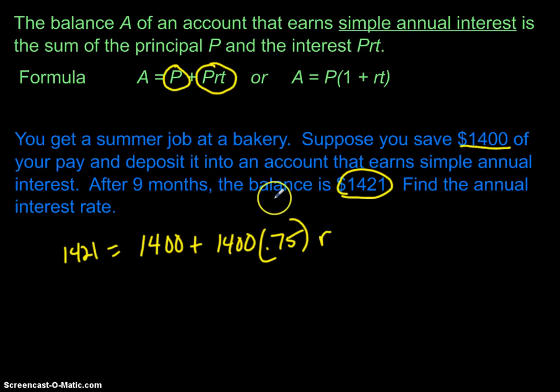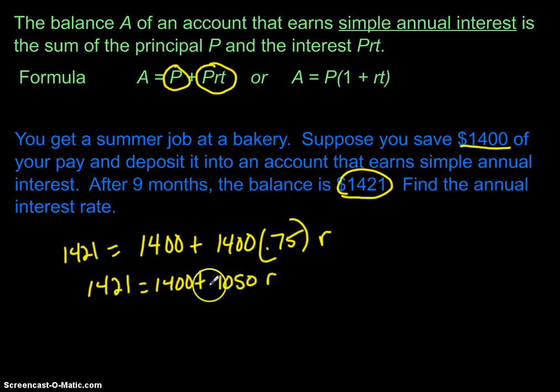I'm going to multiply these two things together. So it's $1,400 times 0.75, and that gives me 1050. Okay, so I'm just going to rewrite this. 1421 equals 1400 plus 1050R. Now notice 1050 is the coefficient of R.